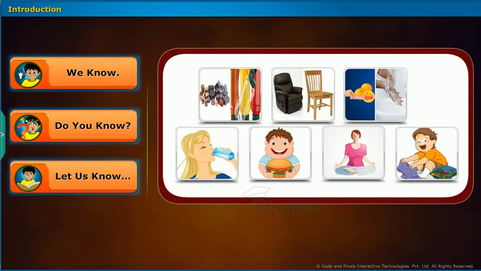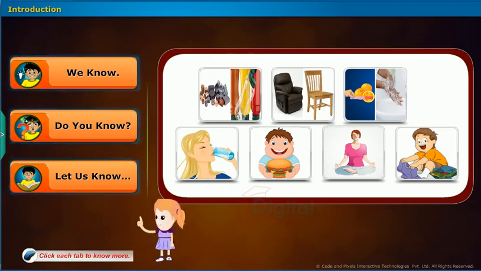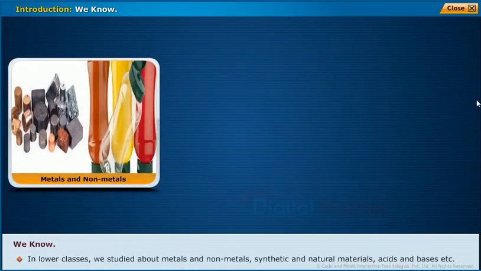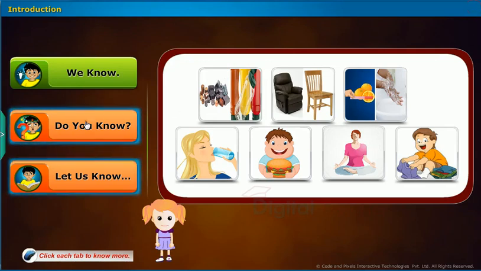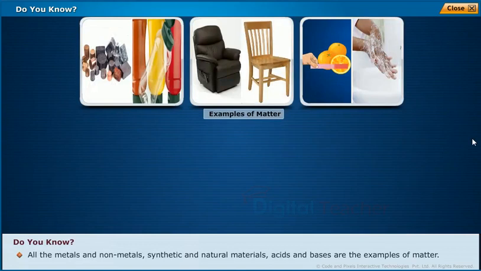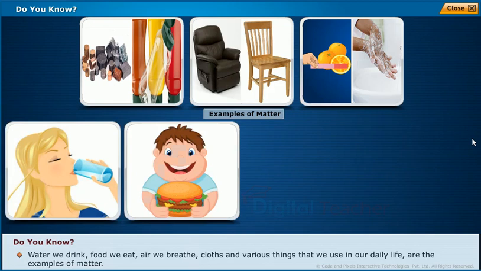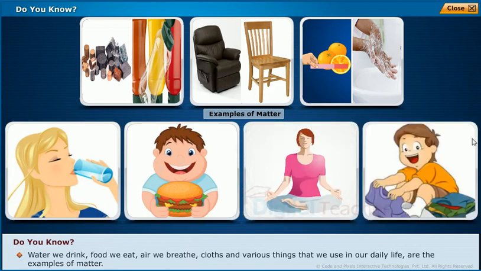Introduction. Before entering into the chapter, follow the instructions shown on the screen. Click each tab to know more. In lower classes, we studied about metals and non-metals, synthetic and natural materials, acids and bases, etc. All of these are examples of matter. Water we drink, food we eat, air we breathe, clothes and various things that we use in our daily life are the examples of matter.